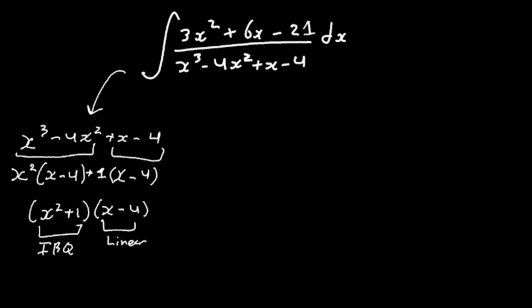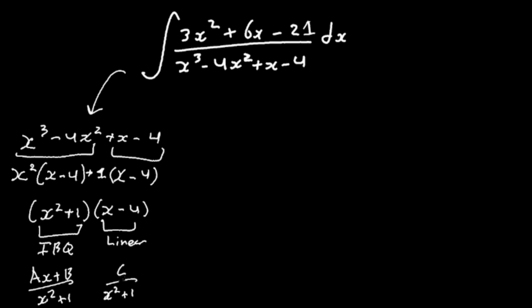In the partial fraction decomposition, the x squared plus 1 term is going to look like ax plus b over x squared plus 1. And the x minus 4 term, the linear term, is just going to be a constant over x minus 4. So the irreducible quadratic term has a linear function of x over x squared plus 1, while the linear one just has a constant. Now let's solve for a, b, and c.